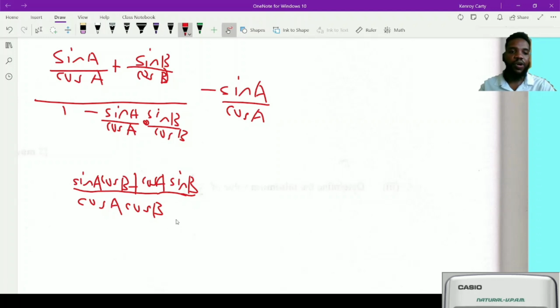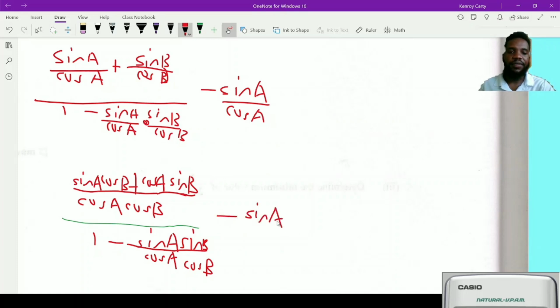All this, and if you don't want to put it back over it, let me just draw a different color line now. So let me just use a line here. This is going to become 1 minus sine A sine B over cos A cos B. Please remember that you still have the sine of A over cosine of A.